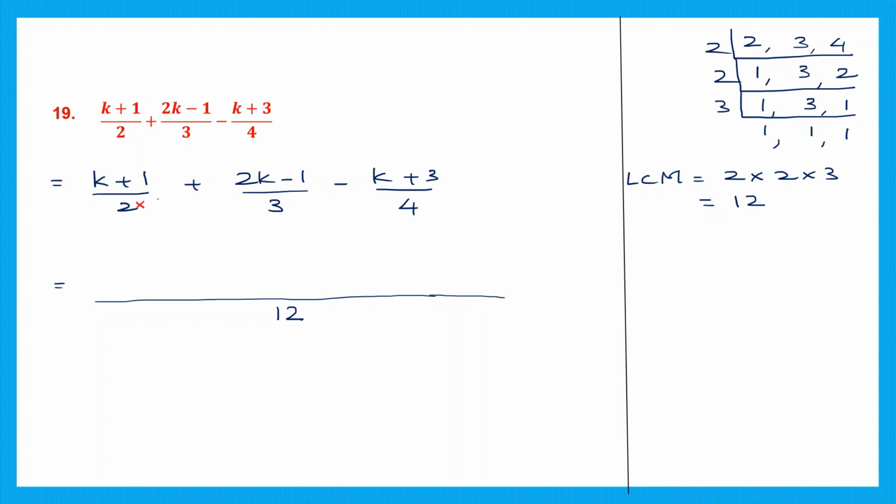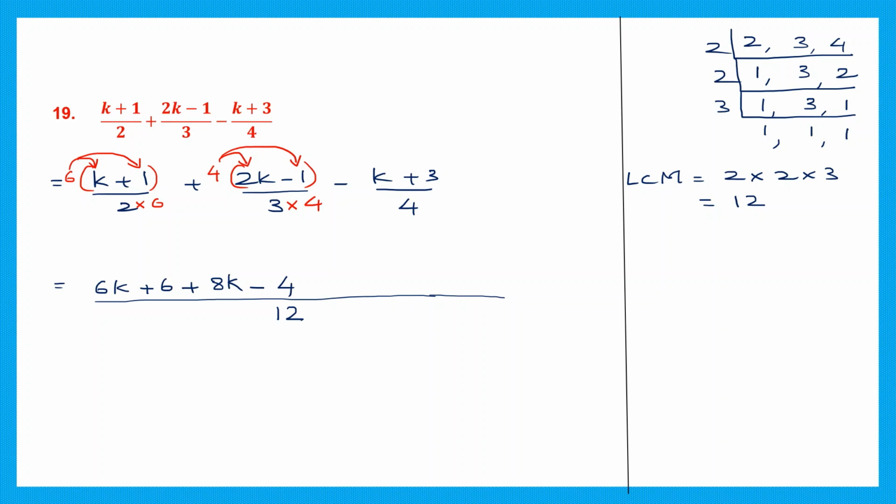Now 2 into 6 is 12. So let's multiply this whole thing by 6. So first 6 into k. 6 into k is 6k. Then we multiply 6 into plus 1. 6 ones are 6. So that is plus 6. Now the next one, 3 4s are 12. So we multiply this whole thing by 4. So first 4 into 2k. So that is plus 4 2s are 8, 8k. Then 4 into minus 1. So plus into minus is minus, 4 ones are 4.